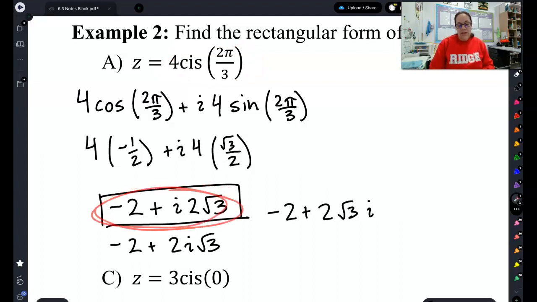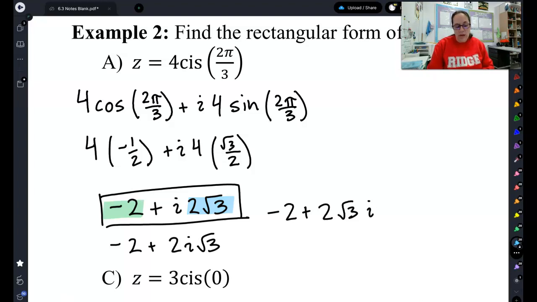So now this is once again a plus bi. And we see our real part and our imaginary part. And we got that all from r and theta. So now that you've done that once, let's have you try one.